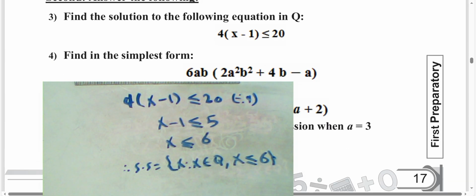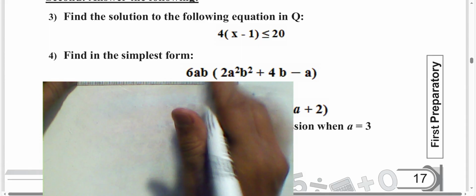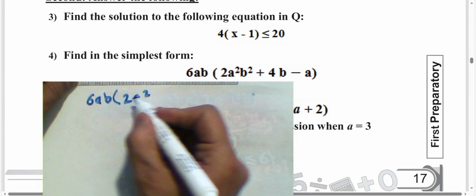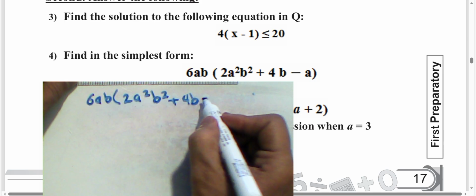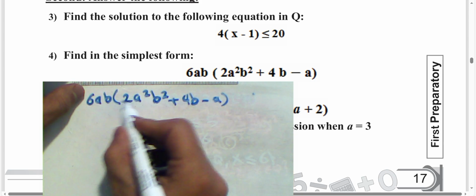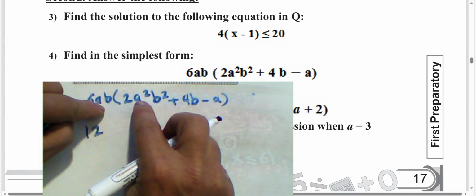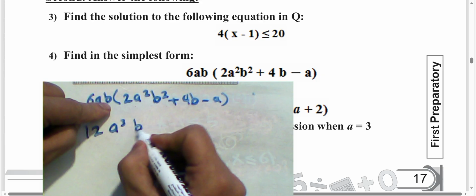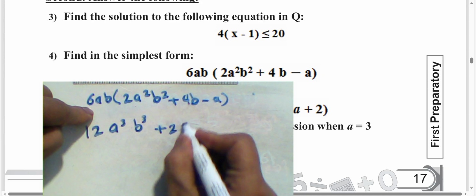Find the simplest form of this expression. We have 6ab multiplied by 2a power 2 b power 2 plus 4b subtract a. 6 times 2 is 12. ab times a power 2 b power 2: a times a power 2 equals a power 3, b times b power 2 equals b power 3. And 6 times 4 is 24.